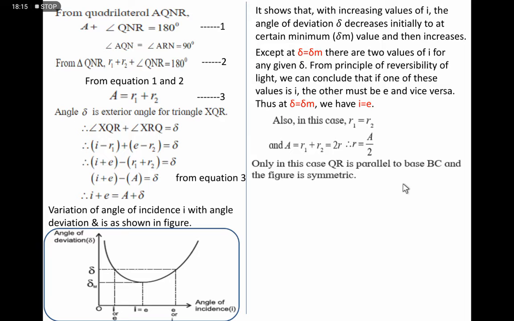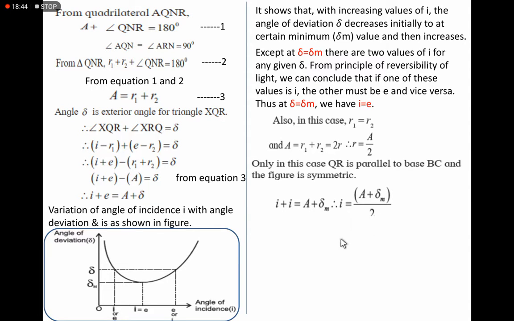And here we write I is equal to E, therefore I plus I is equal to A plus delta M. Delta M is the angle of minimum deviation. So this equation, I plus I is equal to A plus delta M. Definitely this becomes 2I. So I is equal to A plus delta M divided by 2.